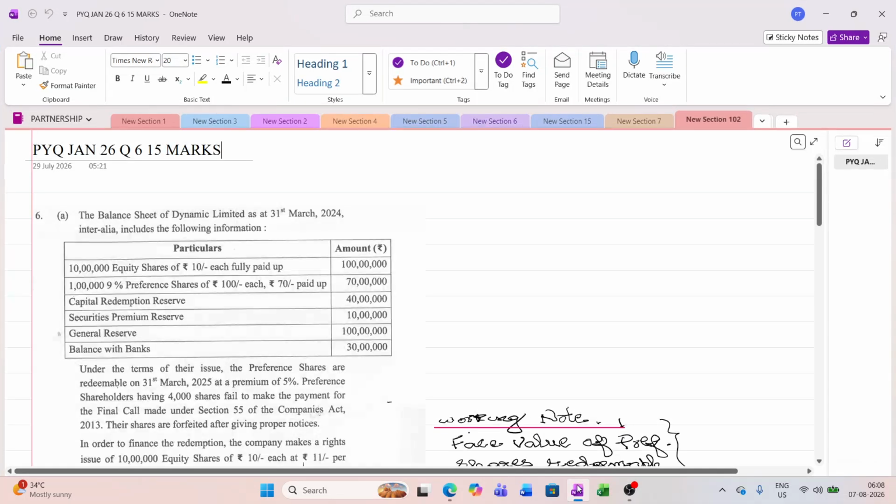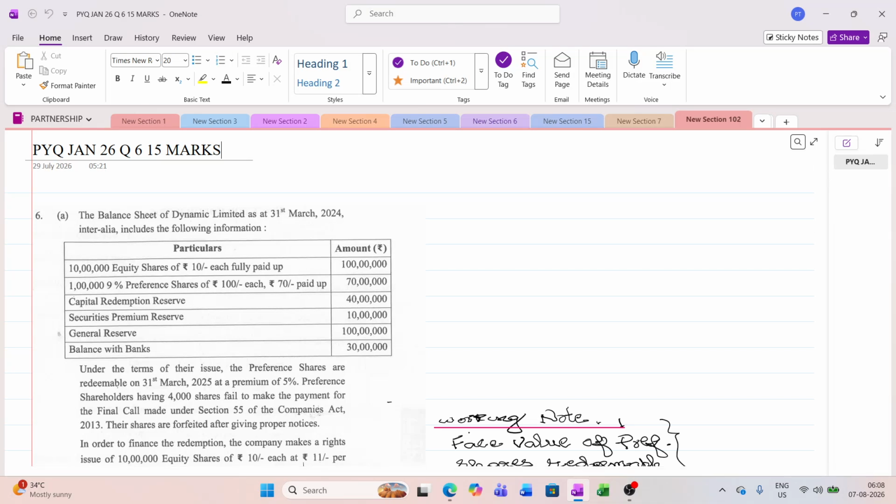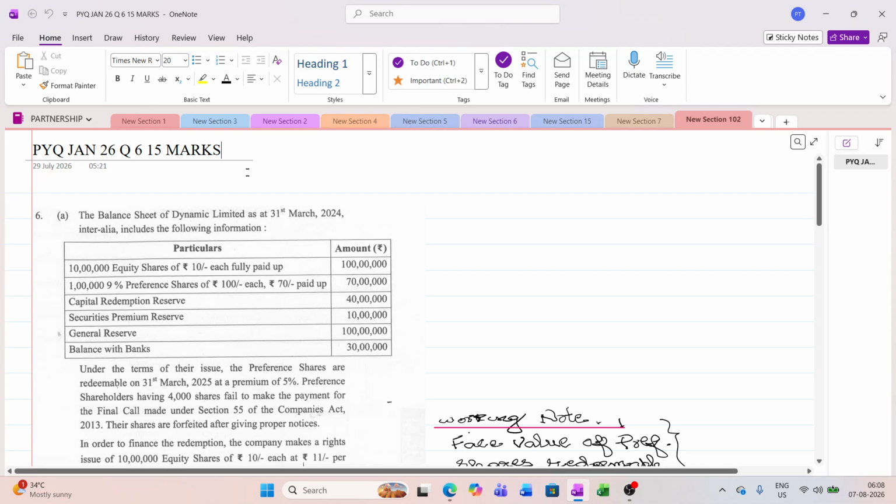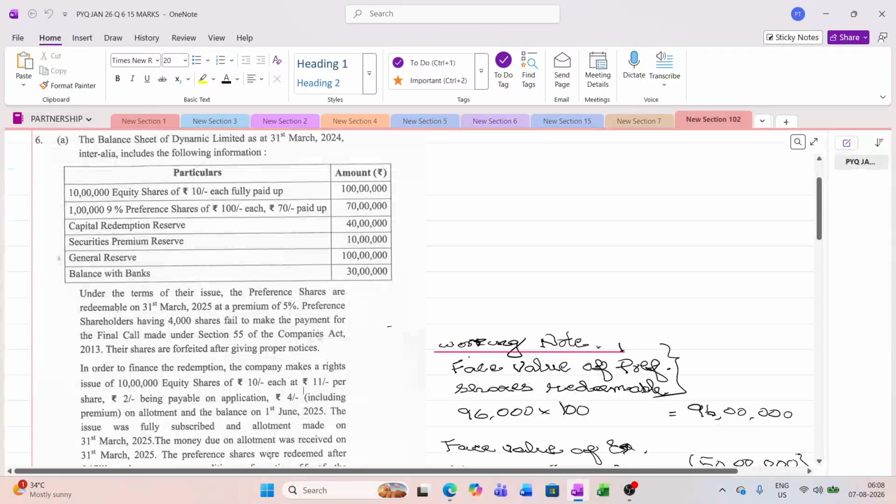This is Geetha. As I promised, we will be going through all the past year questions of company accounts, one by one. So today we are going to see the past year question, January 26, question number 6, for 15 marks. This is redemption of preference shares.